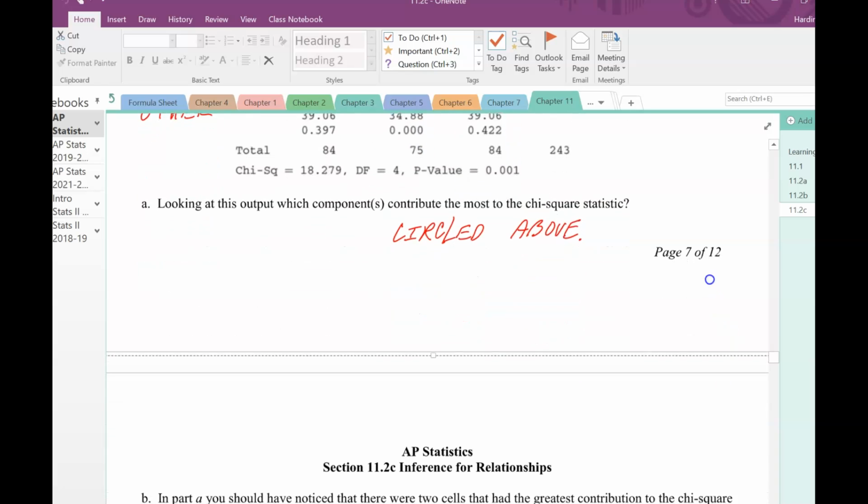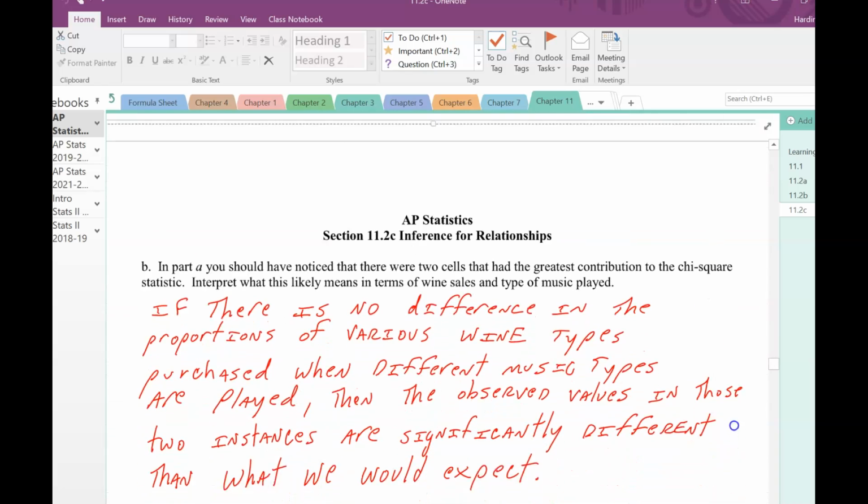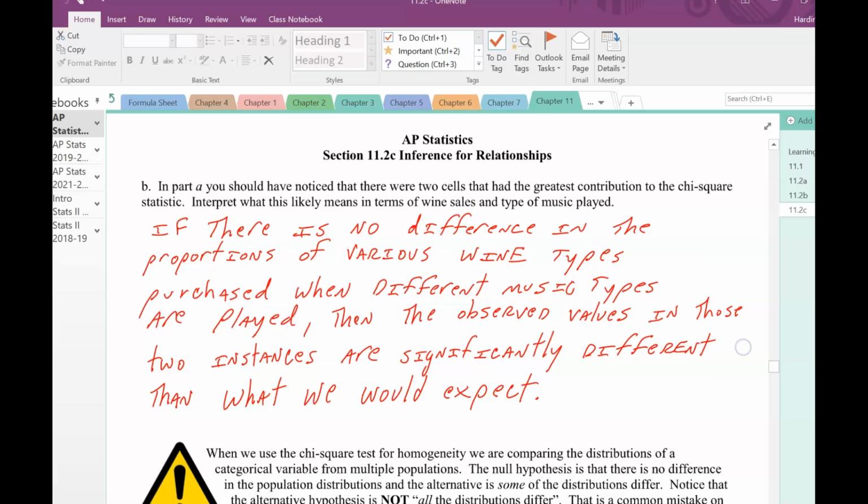So how would we add that into our conclusion? You can take a look here at what's written, but we know that if there is no difference in the proportions of wine types purchased when different music is played, those values right there are the most different from what we would have expected. We would have expected more people to buy the Italian wine when French music was playing and less when Italian music was playing. So those two values are contributing the most, making them have the biggest difference from what we would have expected.